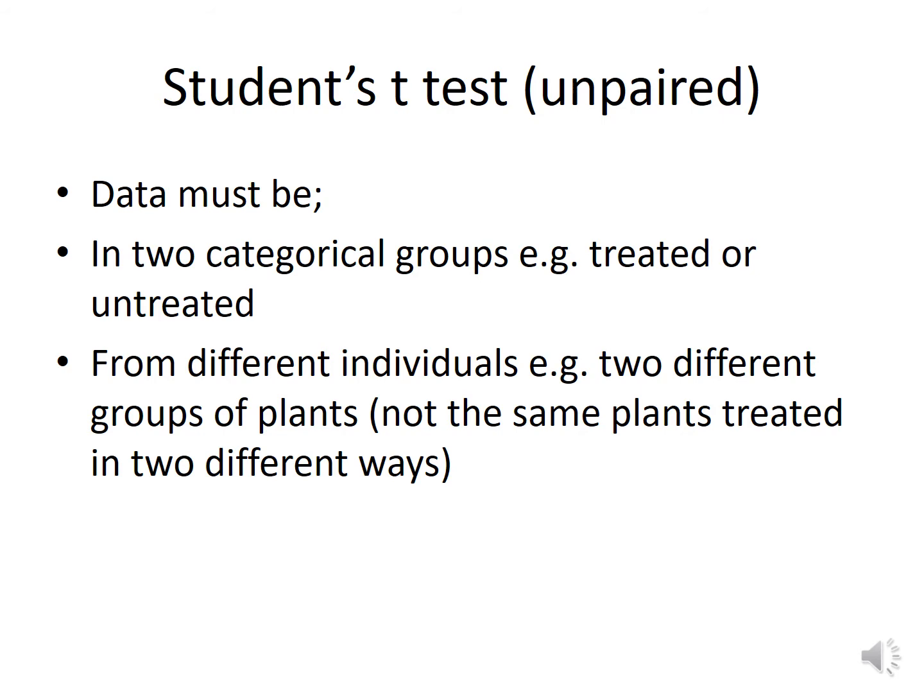Right, so the unpaired t-test, that's what we're going to have a look at first. So you've got two groups here, you've got treated or untreated. You could have a drug group and a placebo group. They are not the same individuals. On a drug trial, some of the patients get the placebo, some of the patients get the drug. And that would be exactly the right way to use a t-test. Okay, so two different groups of individuals.